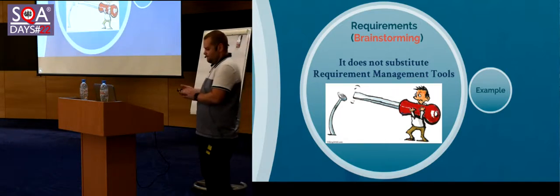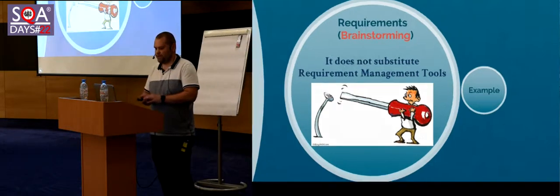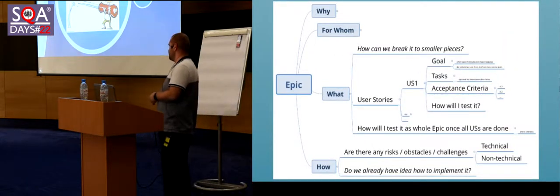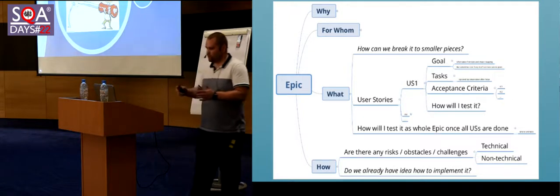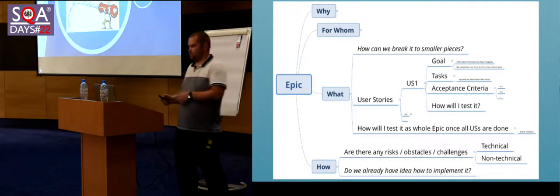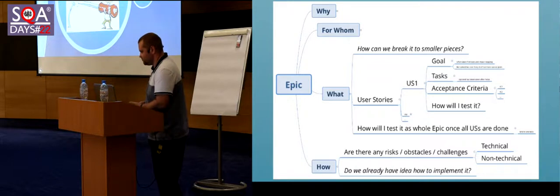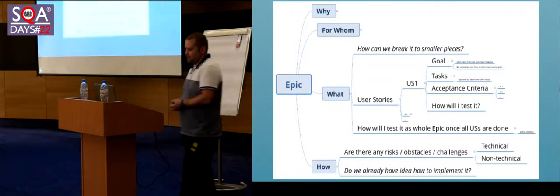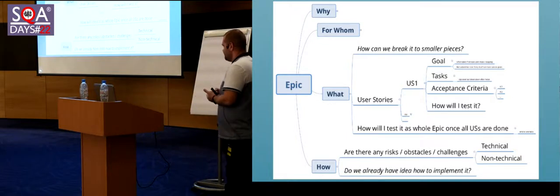Then, mind maps are also very good for requirements, especially for brainstorming. They are not good for complete requirement management because we have much better tools for that. But they are feeding these tools, because we again need a breakdown.